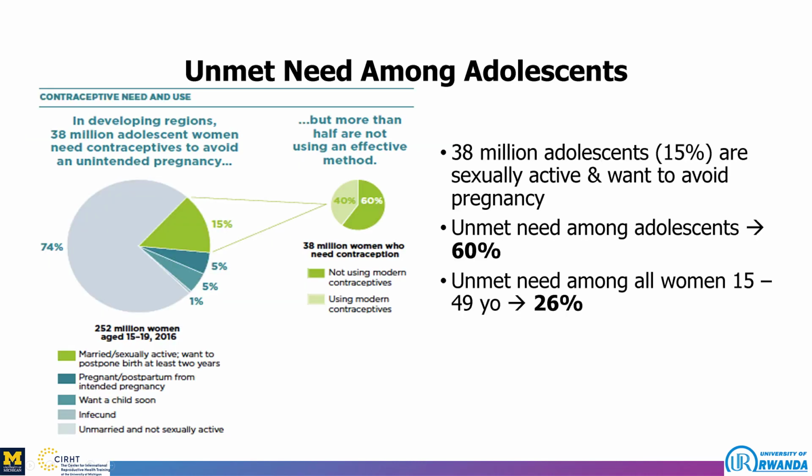This slide shows the unmet need among adolescents. In developing regions, 80 million adolescent women need contraceptives to avoid unintended pregnancy. Of the adolescents, the unmet need is 60%, compared to unmet need among all women aged 15 to 49, which is 26%. So you can see the unmet need is again very high in adolescents, which is 60% versus 26% in all women put together aged 15 to 49 years of age.